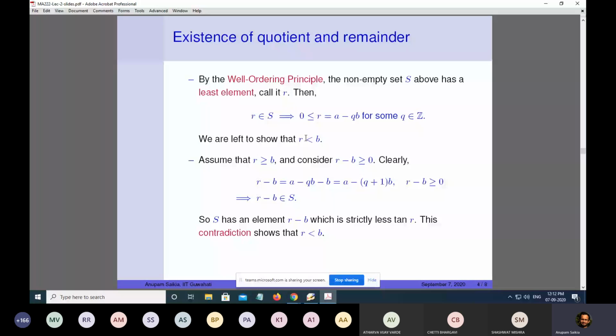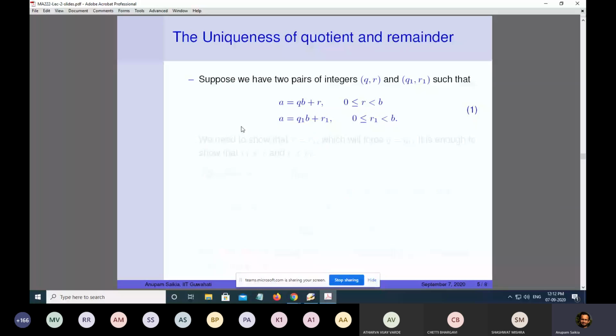So suppose we have two pairs of remainders and quotients. I'm dividing by B, so I'm getting a remainder strictly less than B, which is non-negative. And suppose I'm also getting a different quotient and a different remainder. But we'll see that this will force R to be R1, and of course if R is R1, definitely Q has to be Q1. So that's what we're going to show.